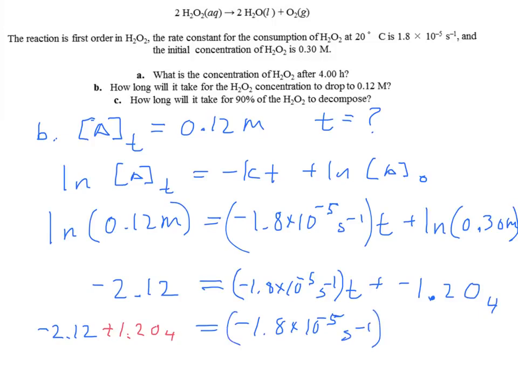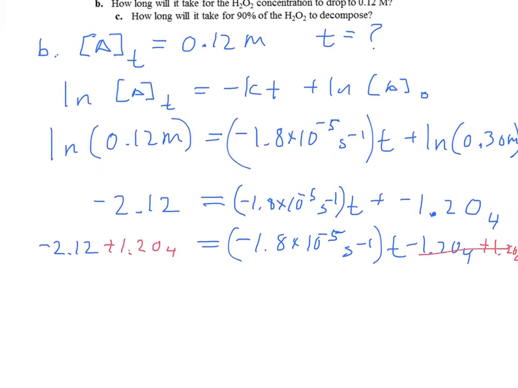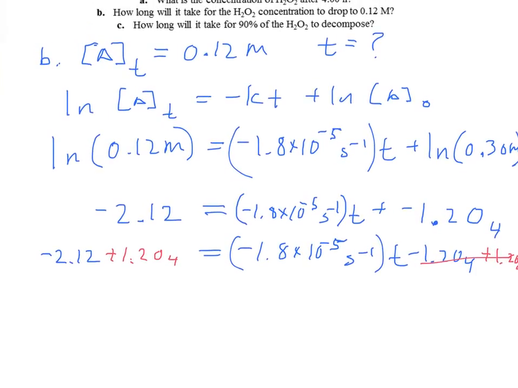Wow, it's really hard to do curves with this thing. And that crosses out that, and that gives us 0.916 equals a negative 1.8 times 10 to the negative fifth seconds inverse times t.